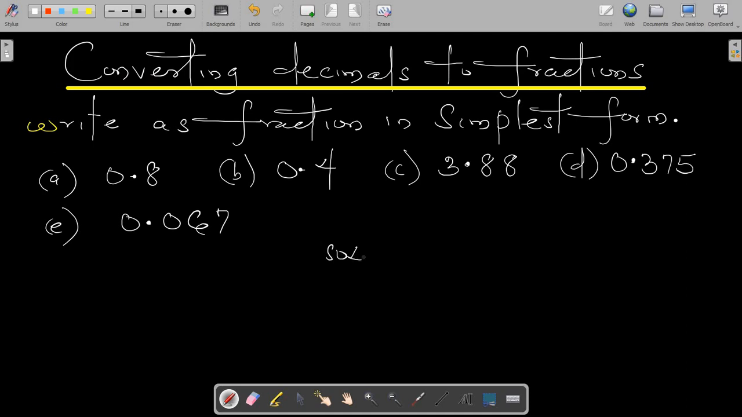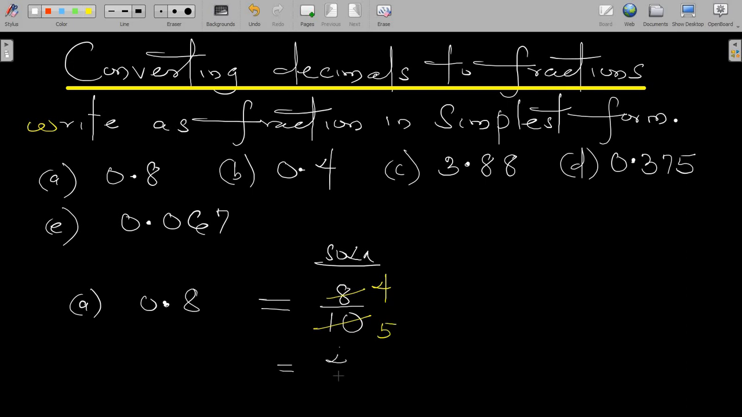So let's take it one after the other. The first question, which is 0.8. So how do we analyze this? Don't forget, if I'm to take them to fraction, the decimal point here represents 1, while the number after that decimal point will represent 0. So definitely I'm going to write this one as 8 all over 1 and 0. I notice here now that 2 can divide. 2 goes in 8, we have 4. 2 goes in 10, we have 5. So our final answer to this question will be 4 over 5.